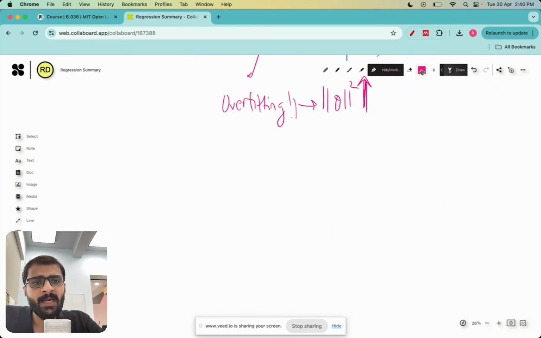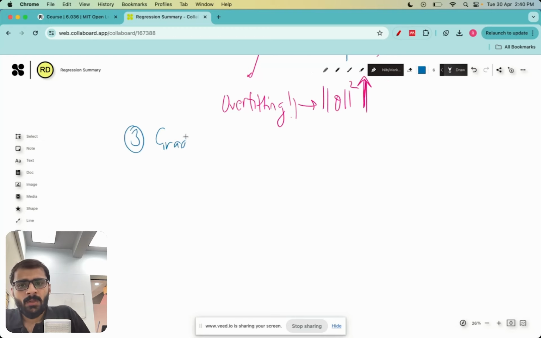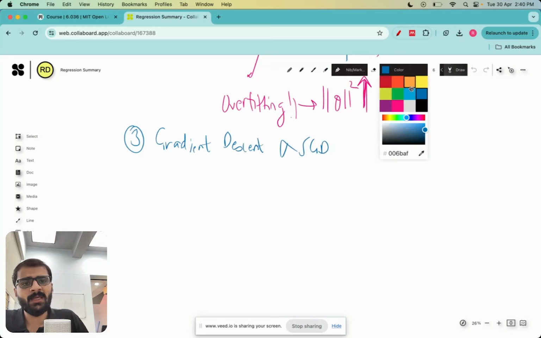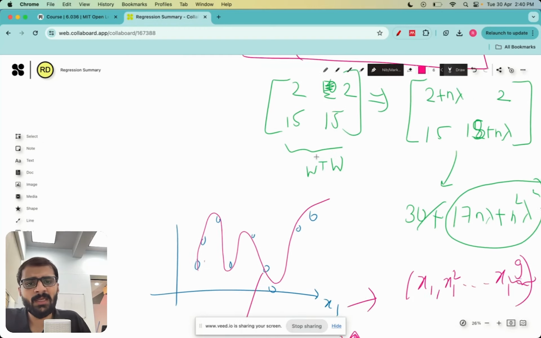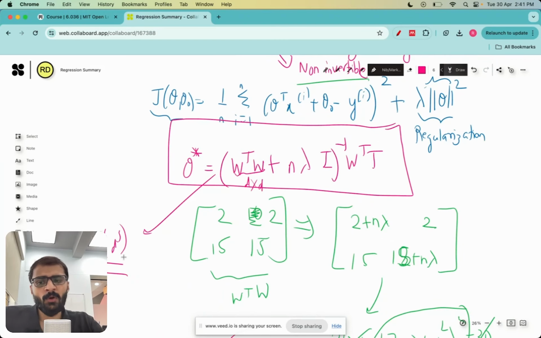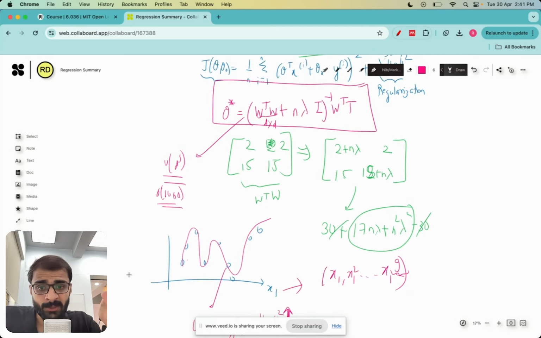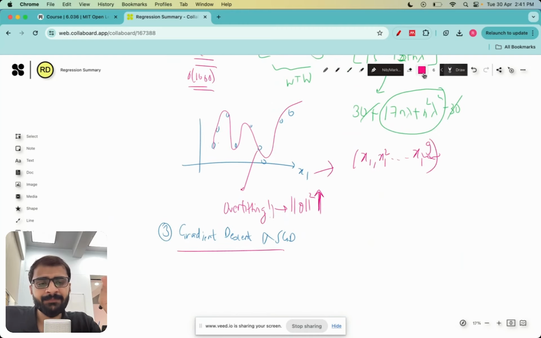The third thing is gradient descent and stochastic gradient descent. Even if you do this inverse, you still have to take the inverse of a d by d matrix, and that is of the order of d cubed, which is a big problem. If d is equal to 10, or if d is equal to 20, this is of the order of 1000, and that leads to very high computational time. So we do not want this. That's why we do gradient descent.